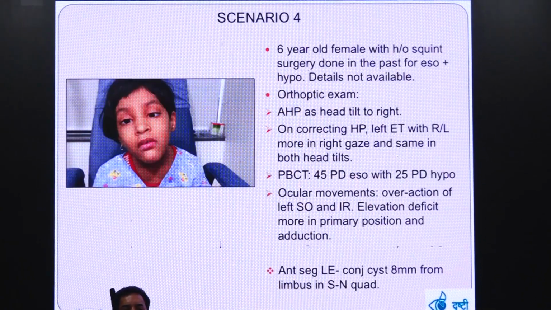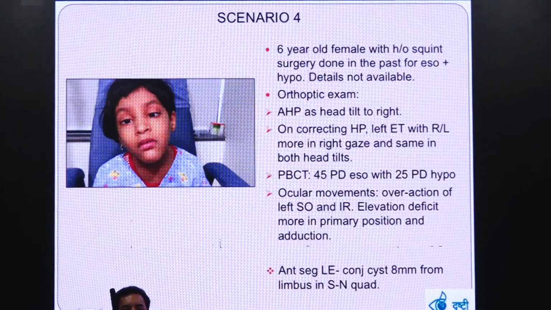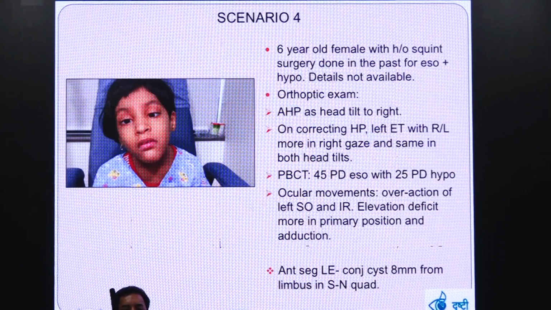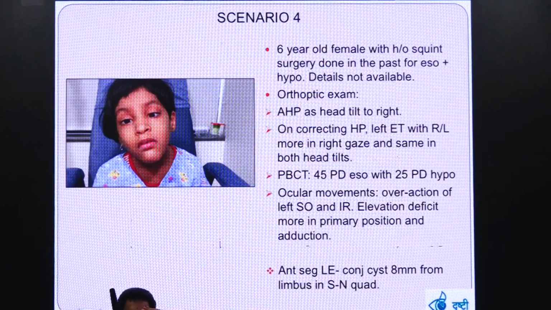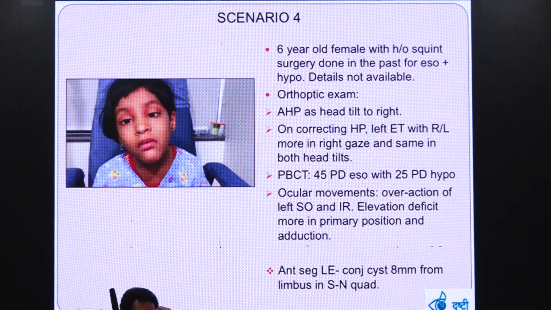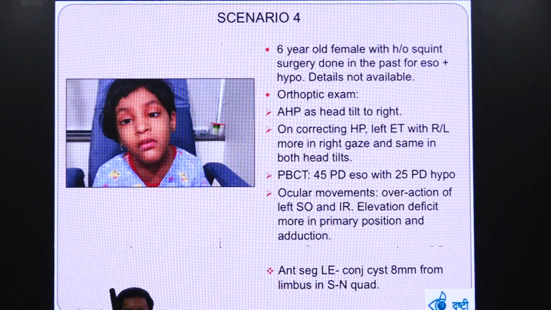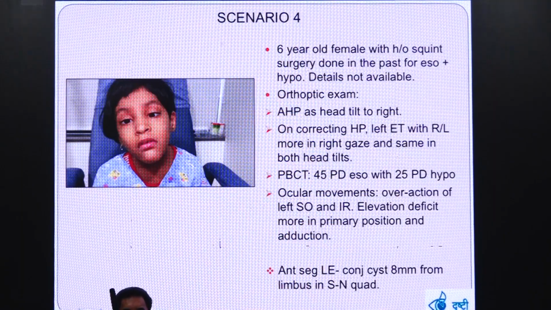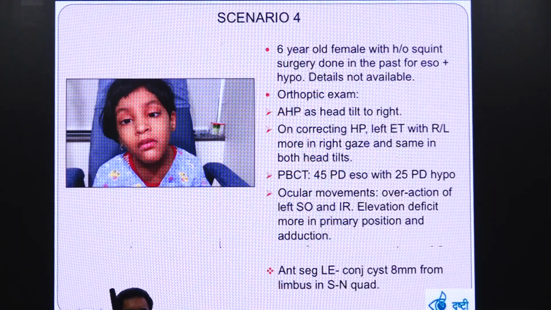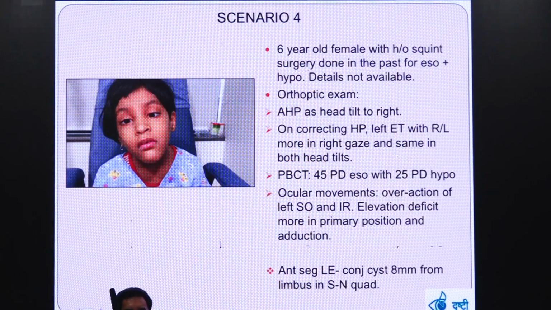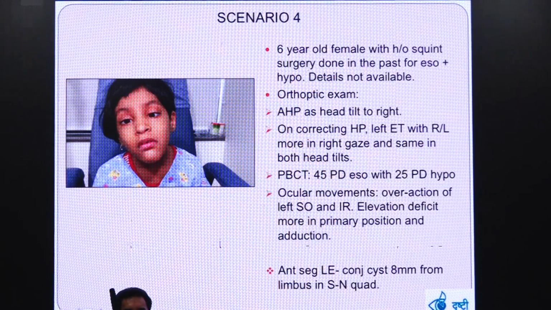Now this is the last case. This was a 6-year-old female, came with a history of strabismus surgery done in the past for ESO. They said even the eye was hypo, no records were available. The father could not tell much. He said some minor surgery was done. There were some marital issues in the parents, and the parents had separated, and he said that mother had all the records, so he didn't know anything.